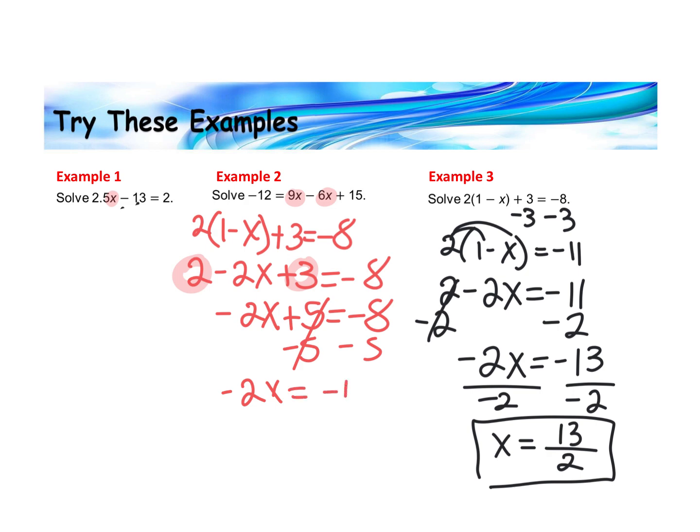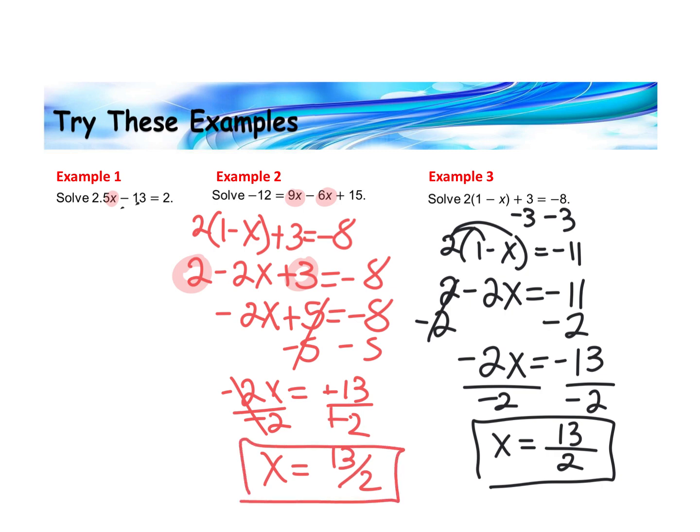This is going to give me negative 13. When I divide by negative 2, just like the other one, it's going to give me 13 over 2. Again, the negatives with the negatives make a positive when dividing.